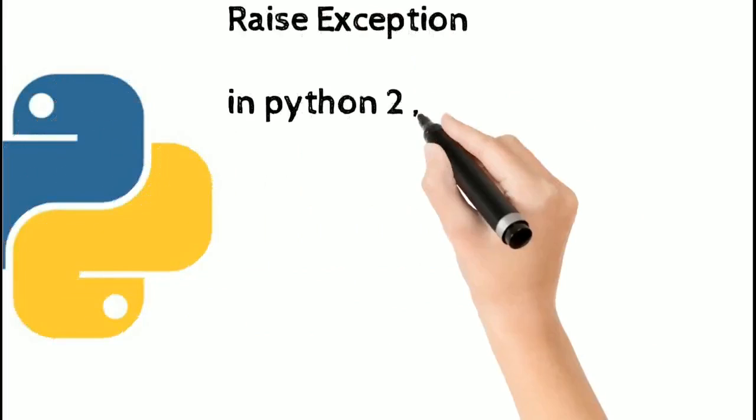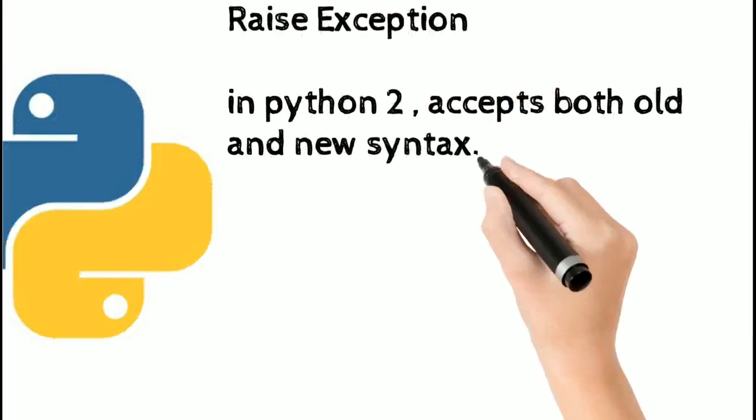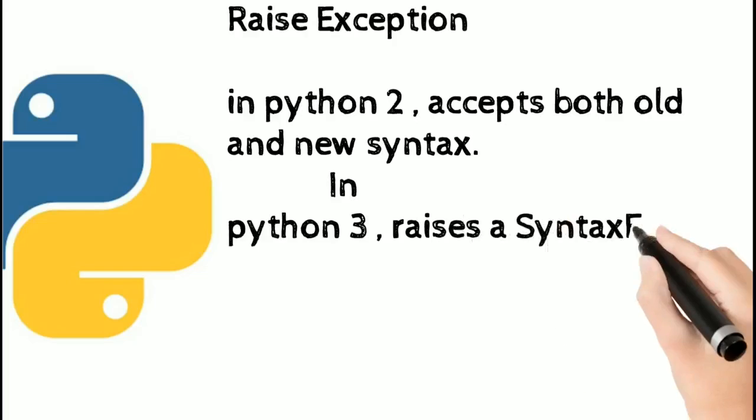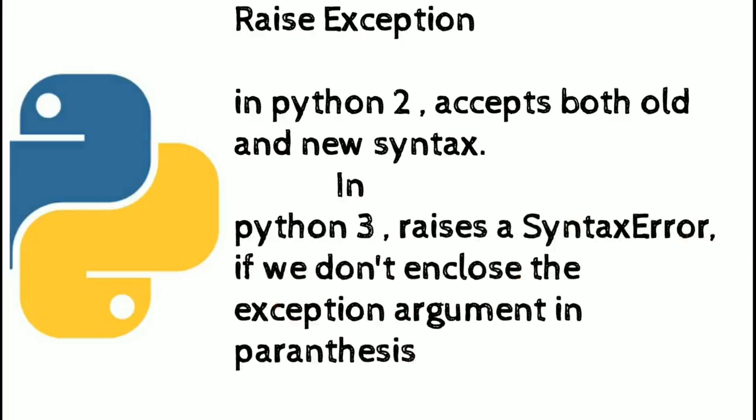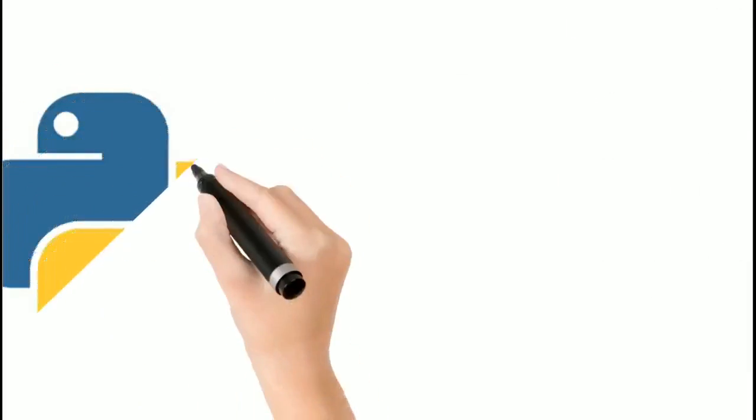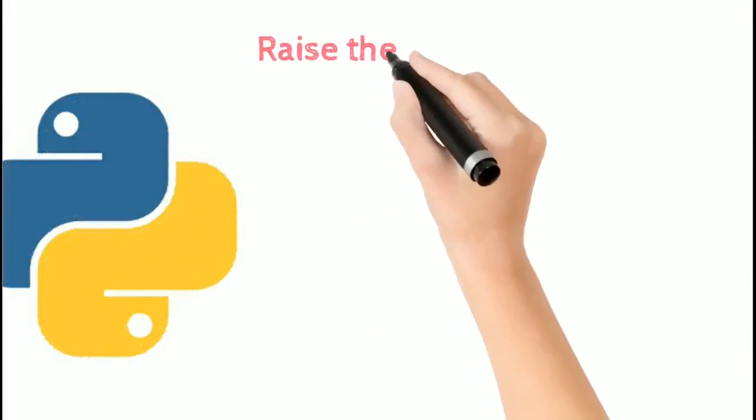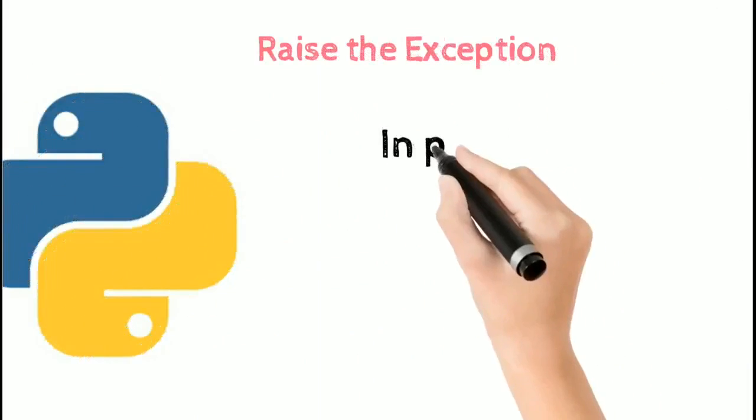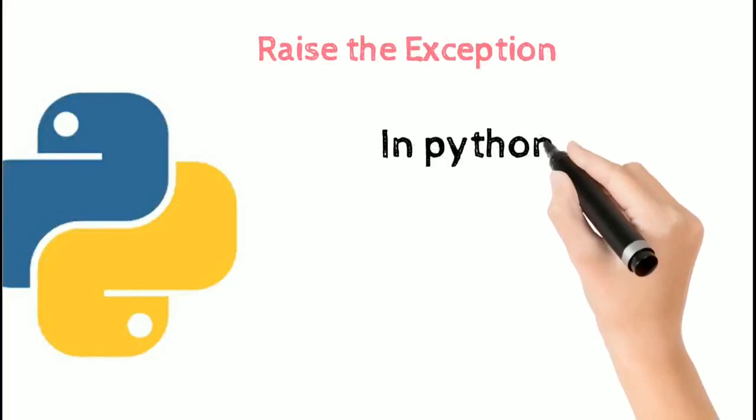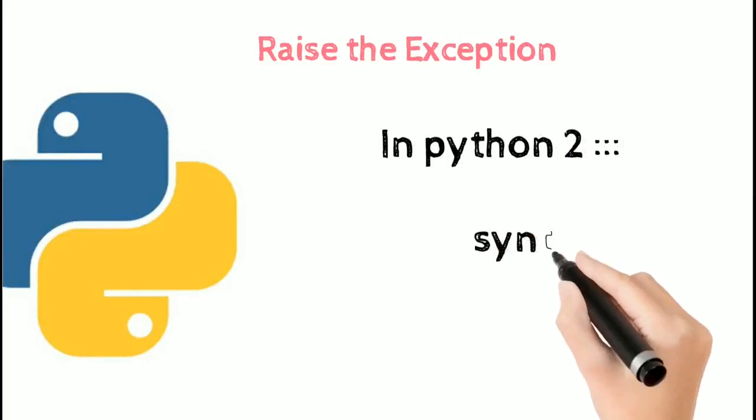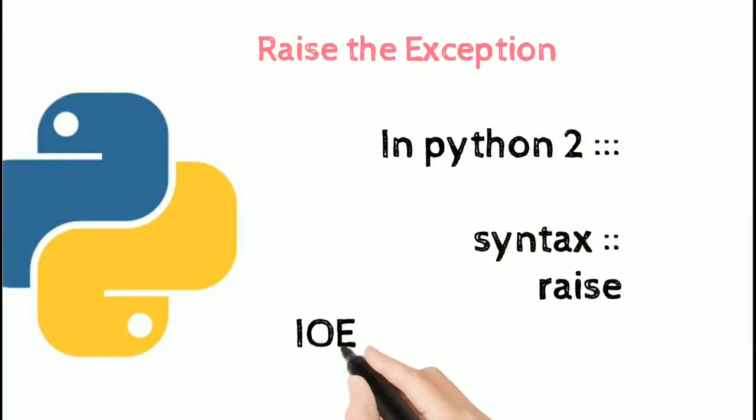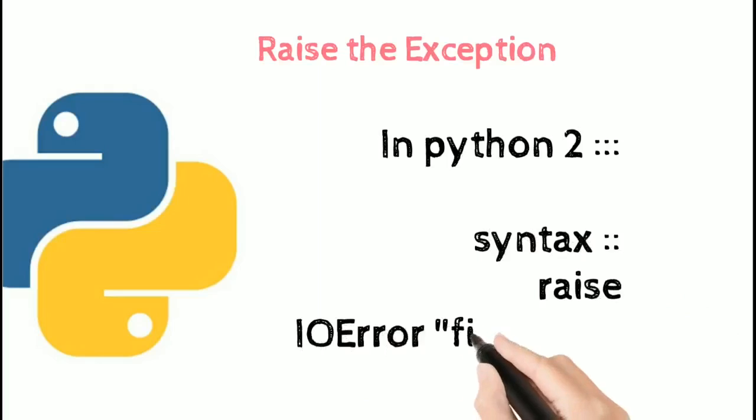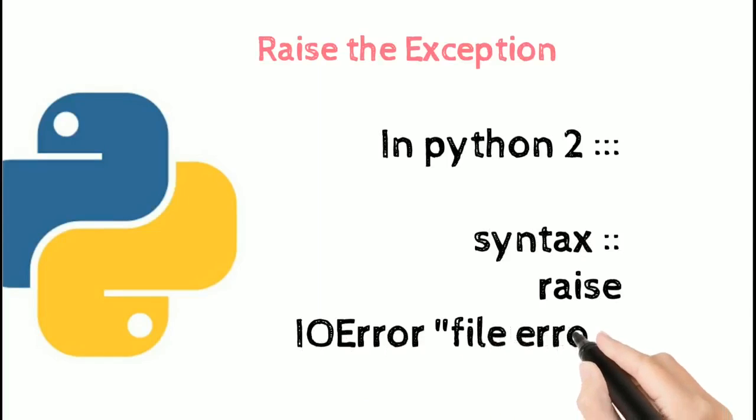And next, raising exceptions. Exception means error. How can we face errors while writing the program code? In Python 2 it accepts both syntaxes. In Python 3 we use a method called the syntax input output method. By using that we can handle exceptions, like here in the syntax. First, the Python 2 syntax follows like this. Raise is the keyword and IOError is the way to raise the exception, and next here "fire" is the message that is going to be displayed on the monitor screen.